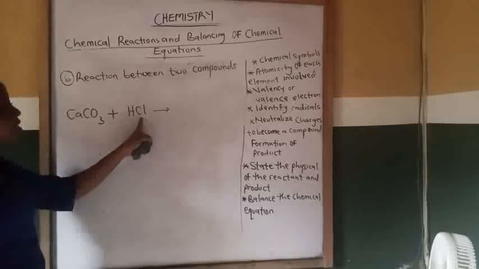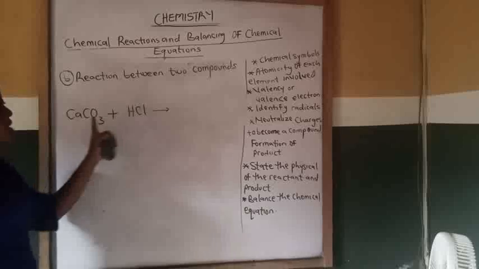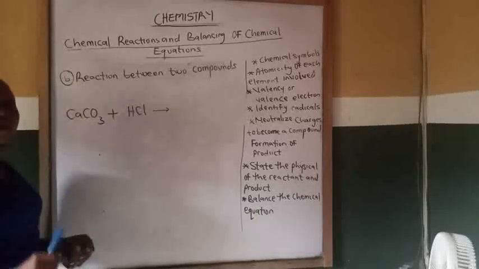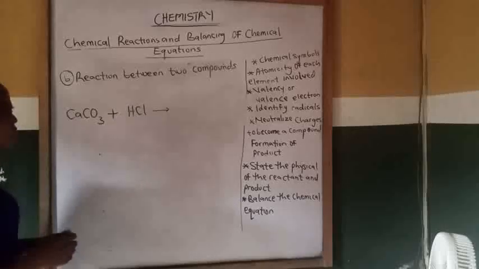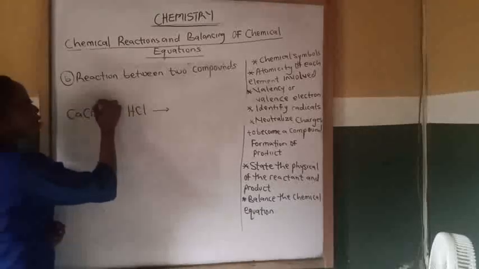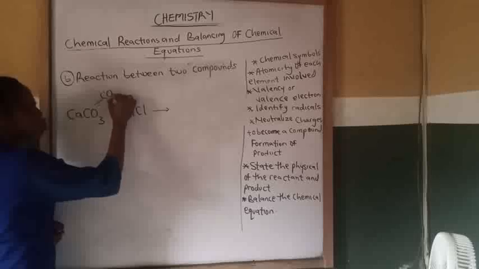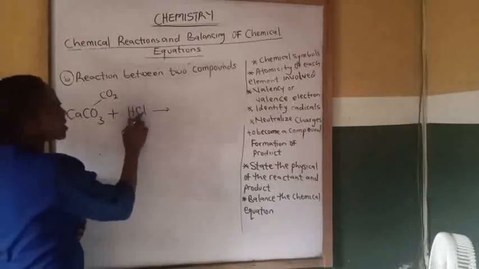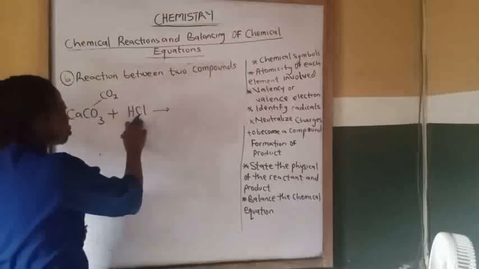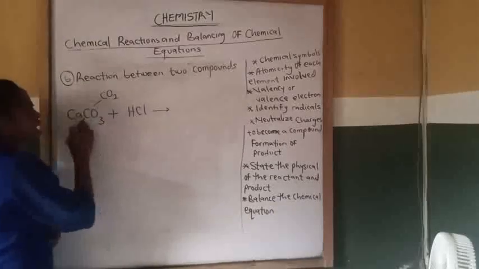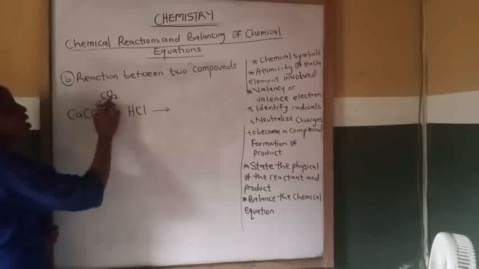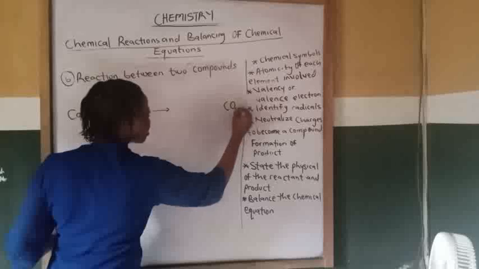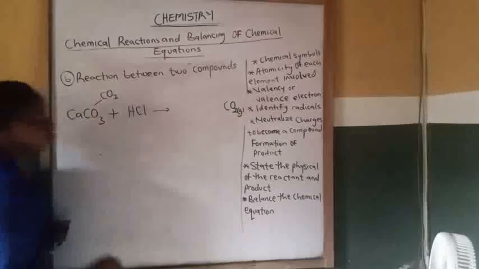Whenever an acid reacts with any trioxocarbonate IV, there will be evolution of carbon IV oxide. That is carbon IV oxide, which is CO2. It will go out, it will evolve in the form of gas. So by the time this hydrochloric acid reacts with calcium trioxocarbonate IV, a gas will be evolved.